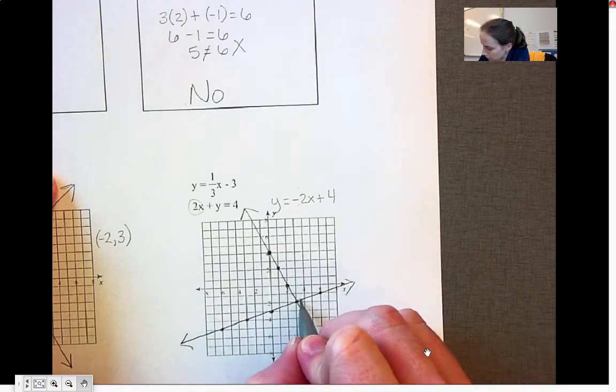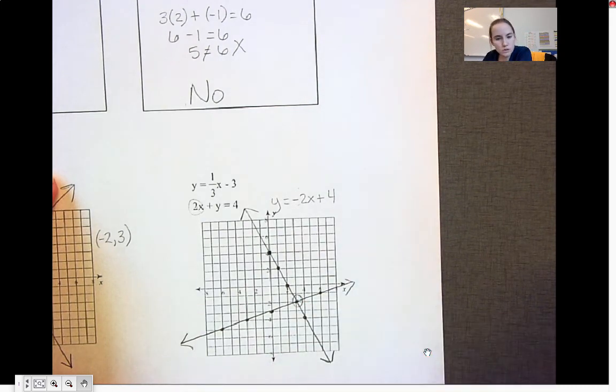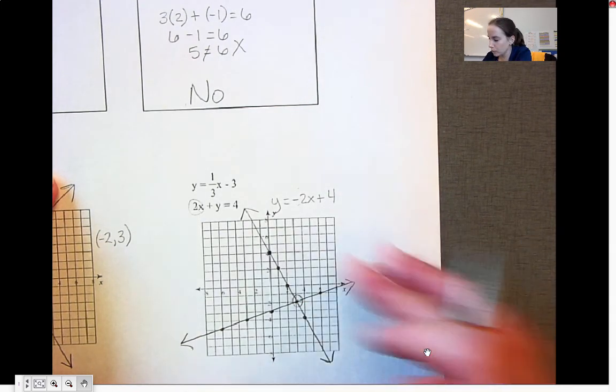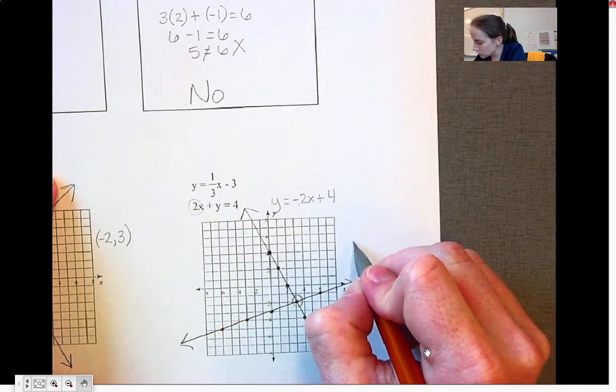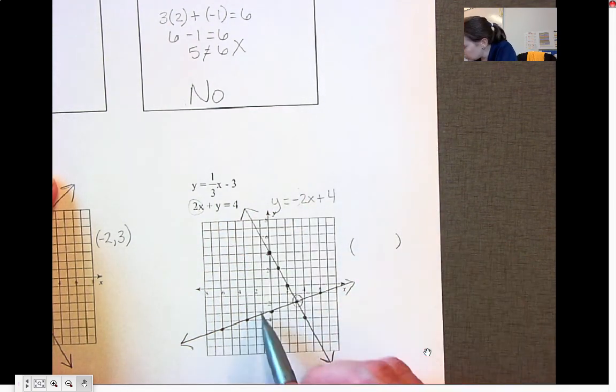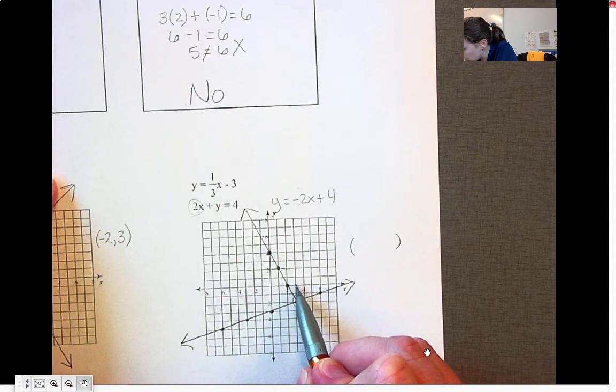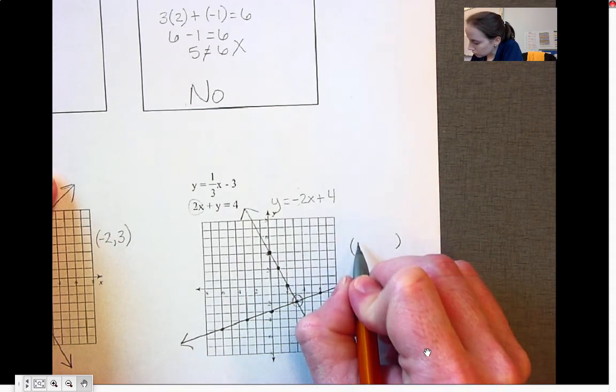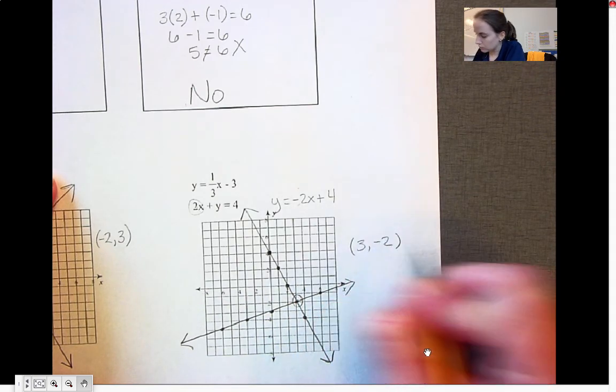Here, the point of intersection is there, so that point is on both lines, so it is the solution for both. And that is 1, 2, 3, down 2. So 3, negative 2.